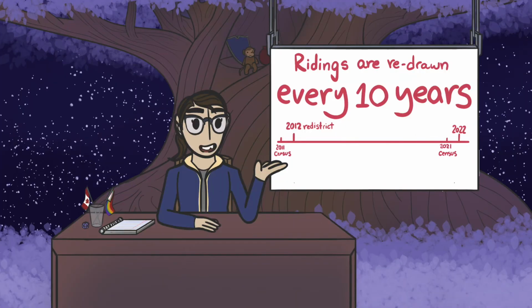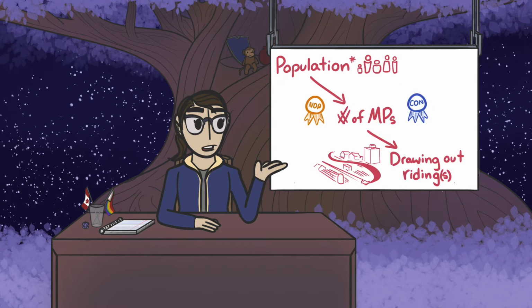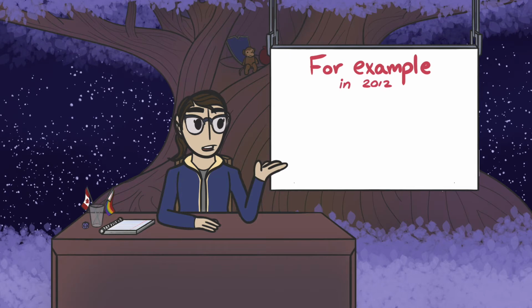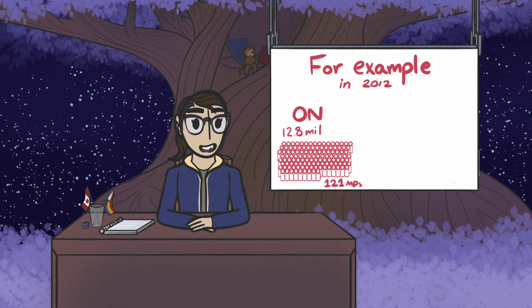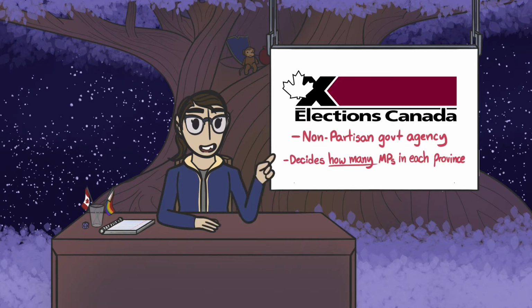Canada goes through a riding redistricting process every 10 years, based on the results of the most recent census. A relatively proportional number of MPs are then apportioned to every province and territory based on their total population and some other factors. For example, in the 2012 redistricting process, Ontario, with its 12.8 million people, was allocated 121 seats in the House of Commons, while Manitoba, with 1.2 million people, was allocated just 14. This reapportionment is done by Elections Canada, a non-partisan government agency.